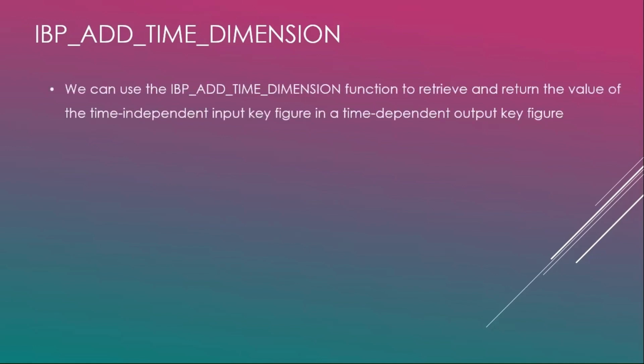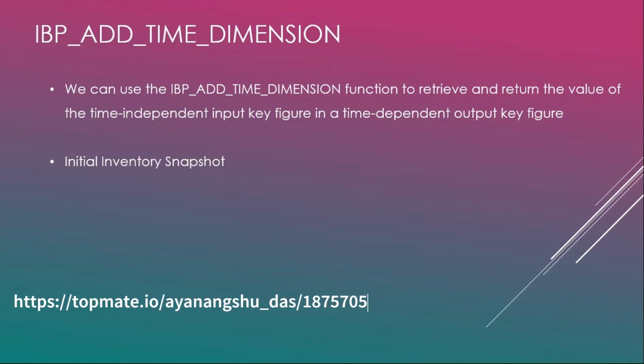Say we load into IBP a time independent key figure, which is initial inventory quantity. It captures the stock as of a particular date, say 1st of October. We want to show that value at the current month in the planning horizon so that the downstream planning calculations can pick it up. This means take the time independent initial inventory and apply it at the current time bucket.